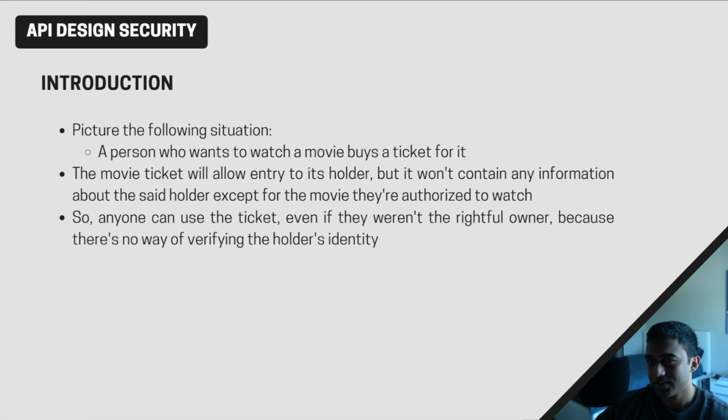So to introduce this, picture the following situation. A person who wants to watch a movie buys a ticket for it. The movie ticket will allow entry to its holder, but it won't contain any information about the said holder except for the movie that they're authorized to watch. So anyone can use this ticket, right? Even if they weren't the rightful owner, because there's no way of verifying who the holder's identity is.